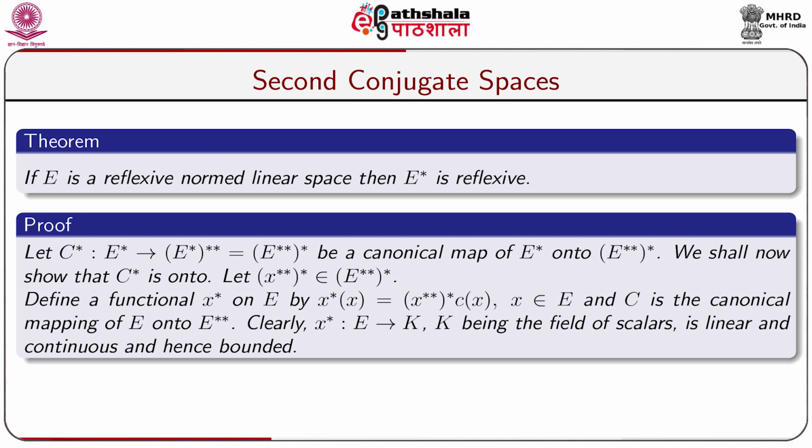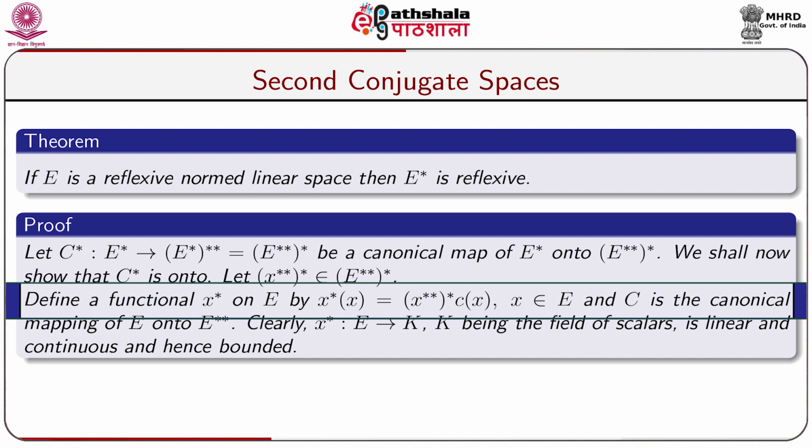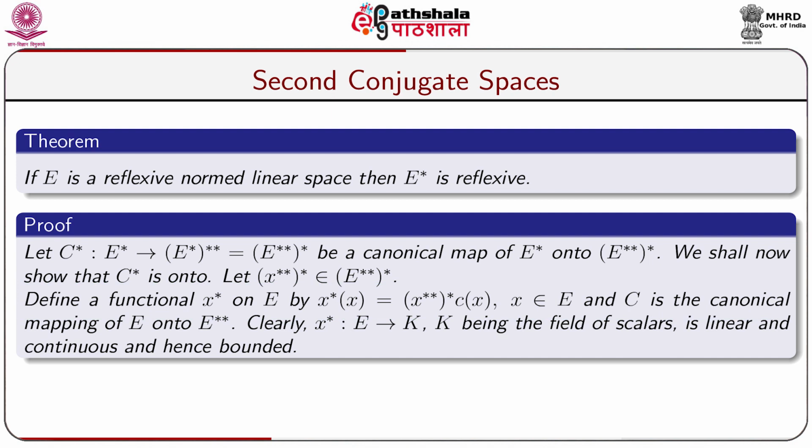Let us take a map C star from E star to E triple star, a canonical map of E star onto E triple star. We shall now show that C star is onto. Let us take X triple star belonging to E triple star. Define a functional X star on E by X star of X equal to X triple star of Cx, where X belongs to capital E and capital C is the canonical mapping of E onto E double star.